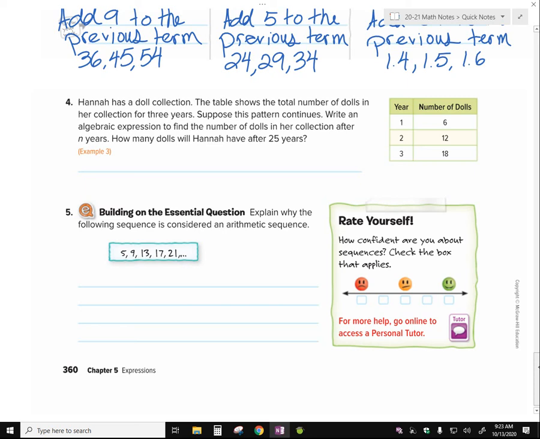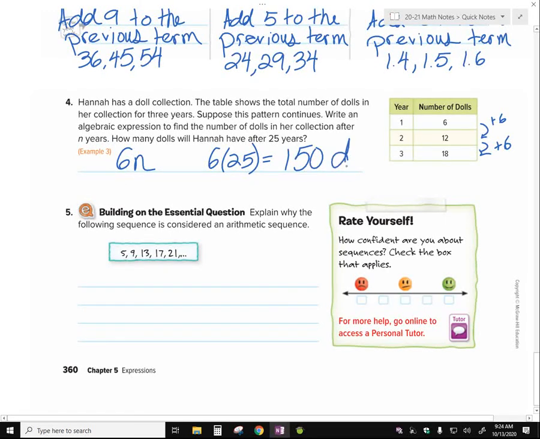So what's happening for this? We're adding 6. And remember that multiplication is repeated addition. So the algebraic expression is 6n, where n represents the number of years. And after 25 years, we have 6 times 25, and we can do that in our head. So 150 dolls.